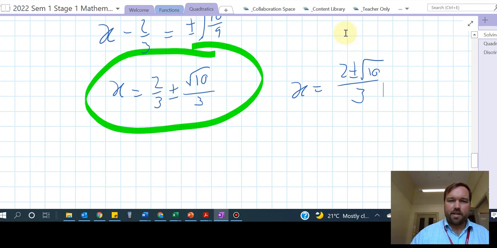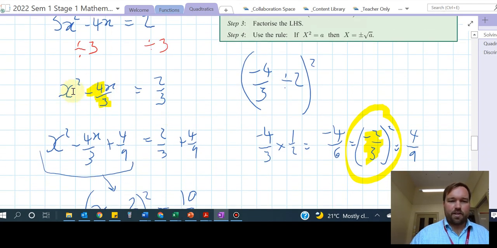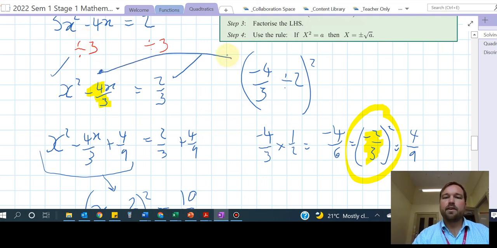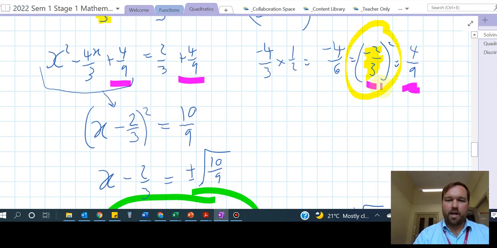The process is, get it so there's a constant on one side, and the coefficient of x squared over here is 1. Then whatever that middle term is, target it, pull it aside, halve it, square it. Add that bit on, add it on the other side. Whatever it was halved goes in here.